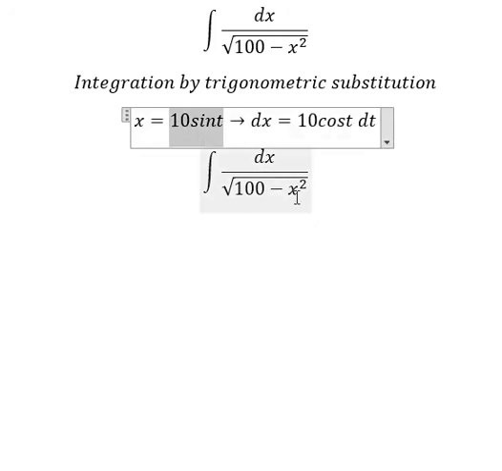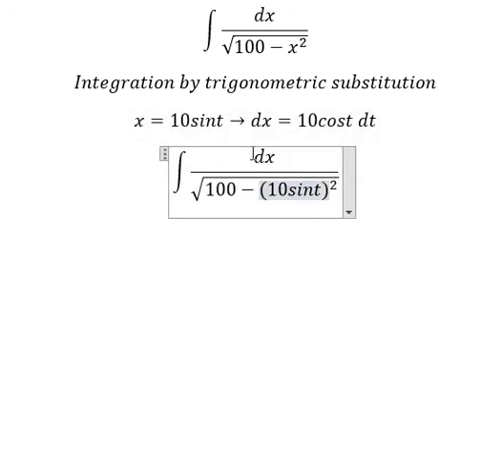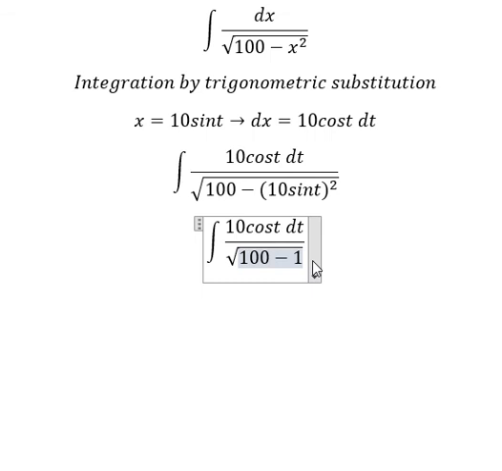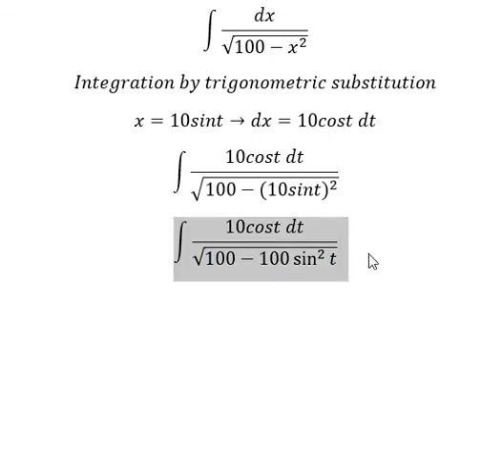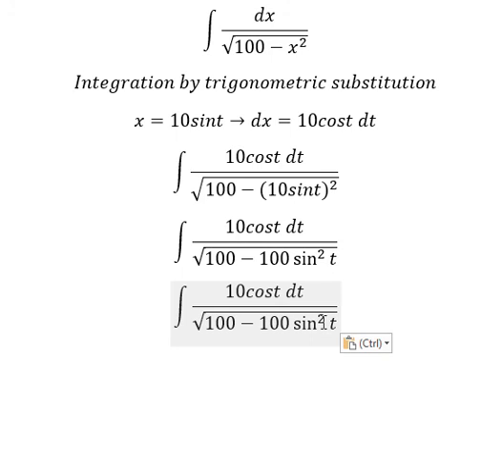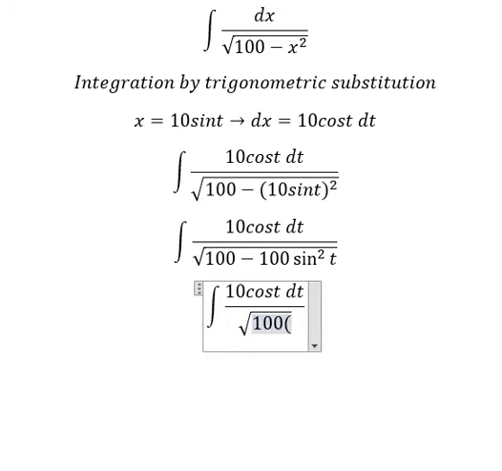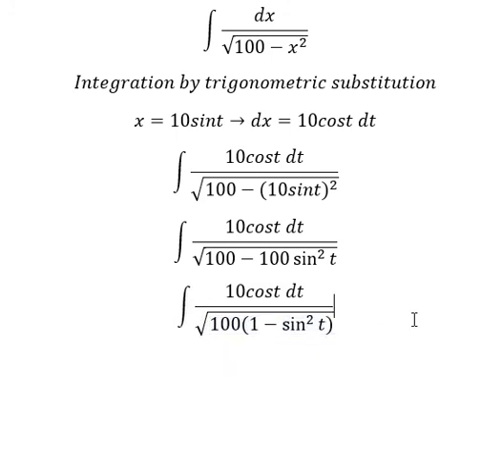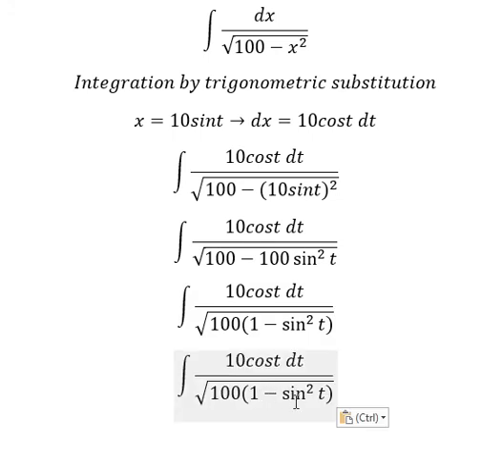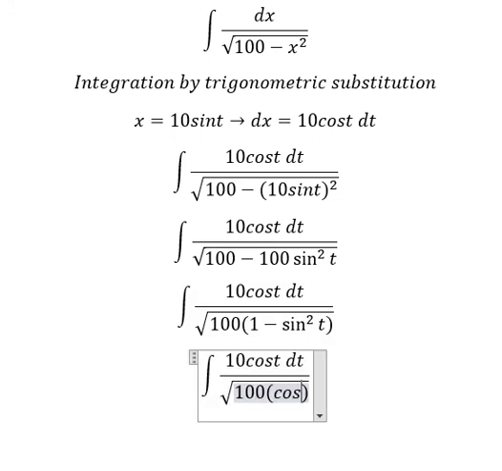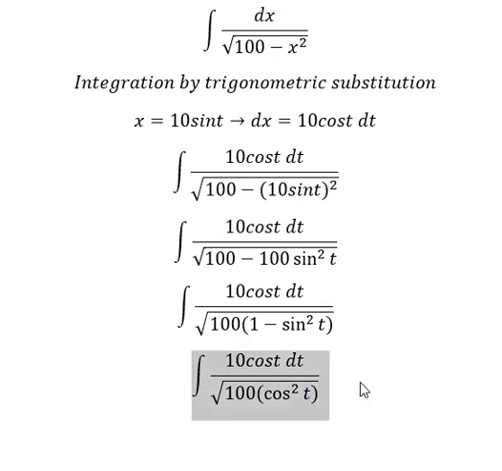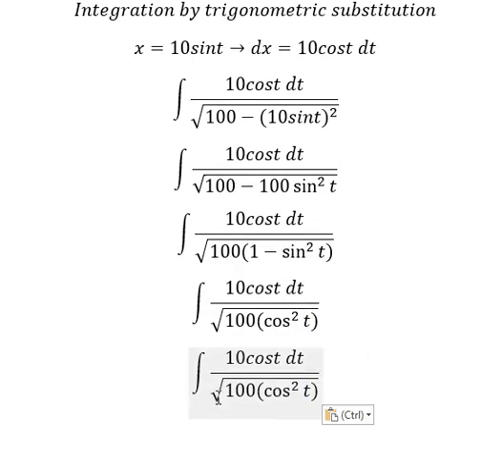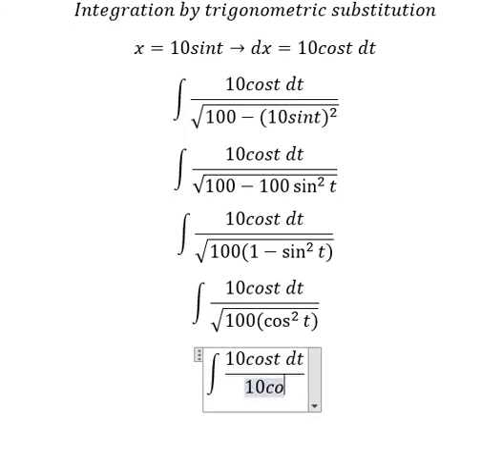So we put this one in here. ds we change for this one. So this one you get 100 sine t squared. 100, we can do factorization. One minus sine t squared we can change into cosine t squared. And after that, the square root of 100 cosine t squared, which gives 10 cosine t.